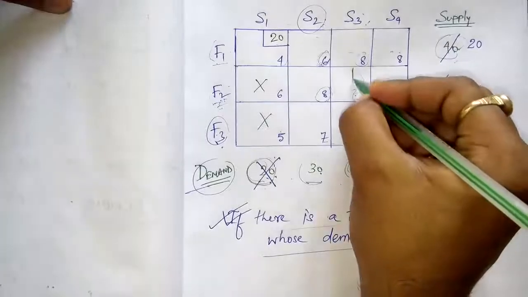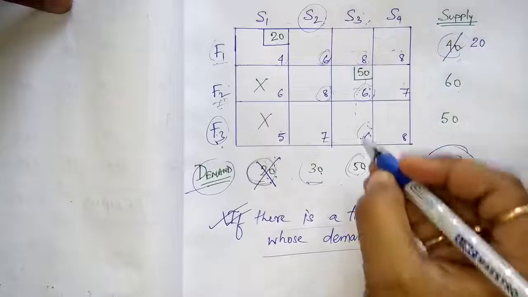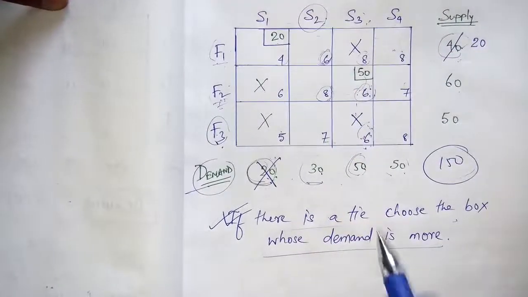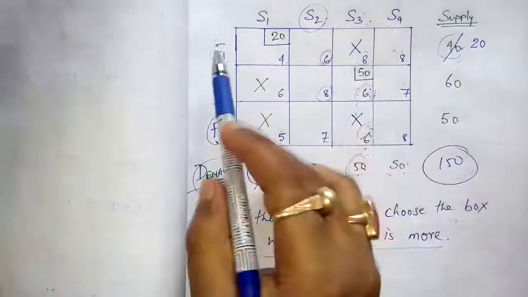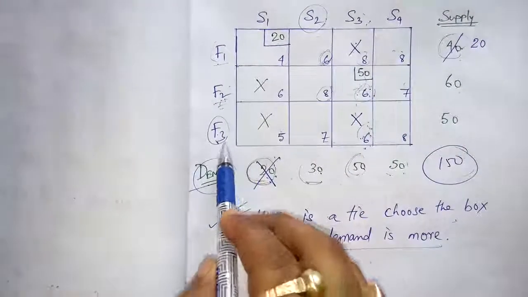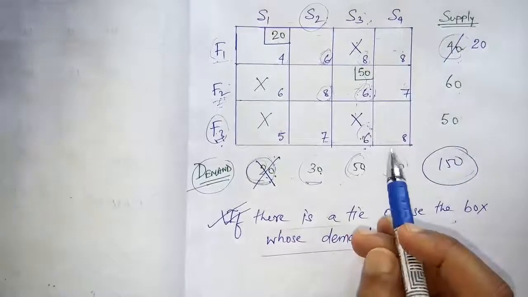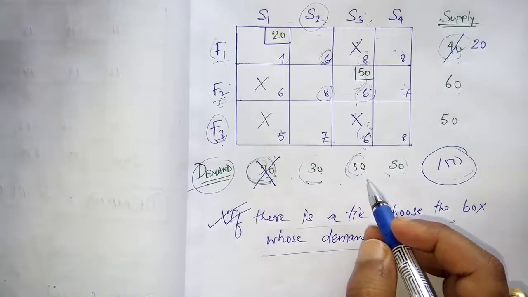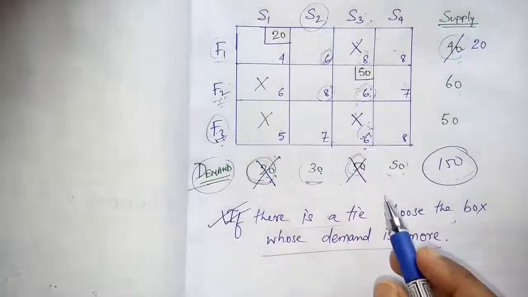Very simple. So how much will I put? 50. If I put 50, automatically this box cancels out. Why? Because if the demand of store number 3 is fulfilled, then I am not going to supply any good from factory 1 to store number 3 and from factory 3 to store number 3. Okay, you have understood. Now if I ask you what is the demand of store number 3 at the present moment, it is 0 because it is fulfilled.